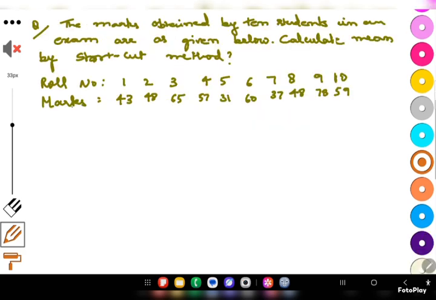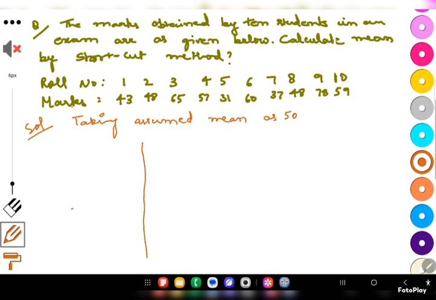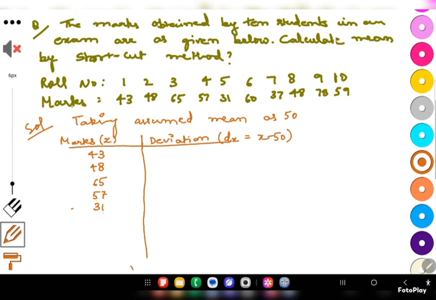Let's see how we have done it in the question. So here the marks obtained by 10 students in an examination are given below and we need to calculate the mean by shortcut method. As we can see, the roll numbers are given and the associated marks are also given. So we'll draw a table here taking the marks obtained, which will be our x, in column number 1. We'll put the marks obtained in the same order as given in the question.